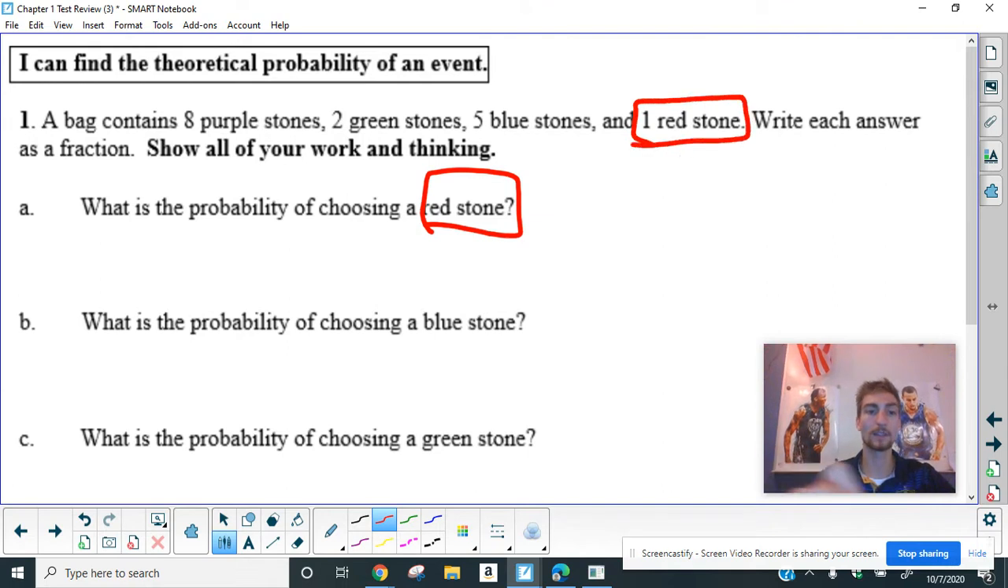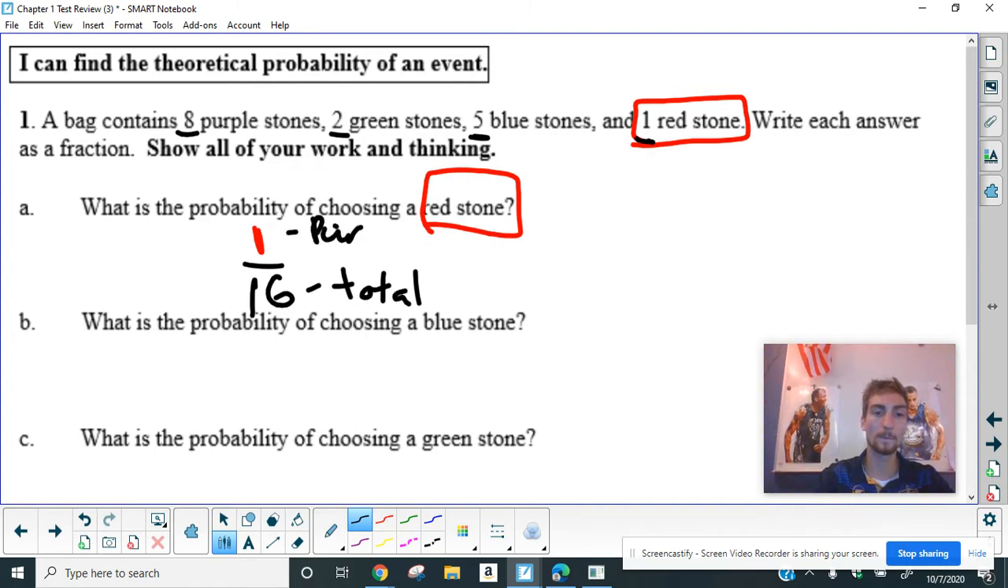Okay, so I'm going to look at how many red stones there are. And there's 1 red stone. So that is my desired outcome. That's going to be on the top. And then we need to think about what is our total. Well, here I would take 8 plus 2, which gives me 10, plus 5, 15, plus 1, 16. So 16 total options. And then we're looking for that part, that red stone. And so right there, my answer, 1 out of 16. And I showed my work pretty well, right? So we're going to move on to the next one.